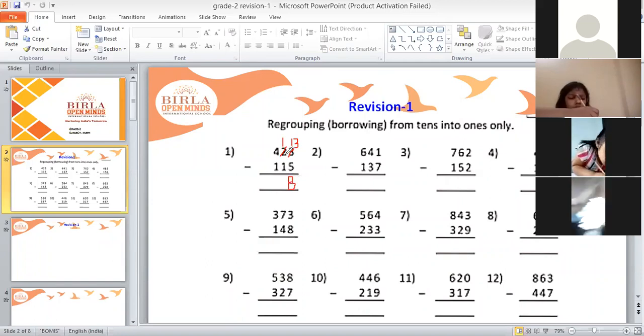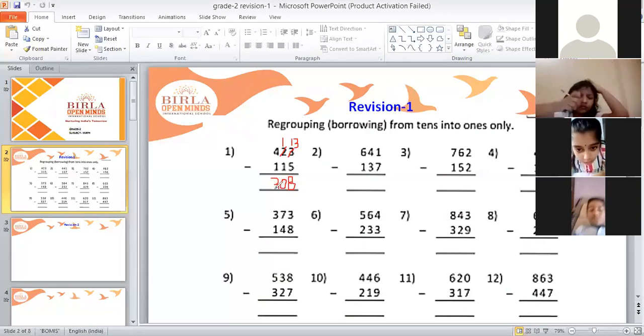Now we will subtract the number in tens place. In tens place the numbers are 1 and 1. Whenever you subtract a number from itself, you will get the answer 0. So 1 minus 1 is 0. And now we will subtract the number in hundreds place. In hundreds place the numbers are 4 and 1. From 4, if you take away 1, how many will be left? 3. 4 minus 1 is 3. So the answer is 308, children. Right? So this is how you are going to subtract these numbers.